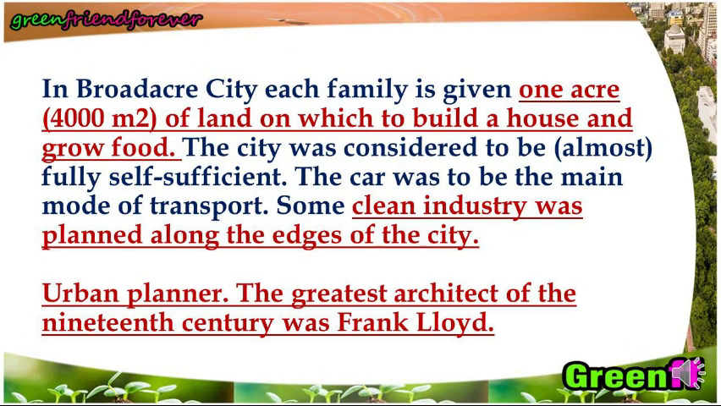In Broadacre City, each family is given 1 acre, 4,000 square meters of land on which to build a house and grow food. The city was considered to be almost fully self-sufficient. The car was to be the main mode of transport. Some clean industry was planned along the edges of the city. Urban planner.